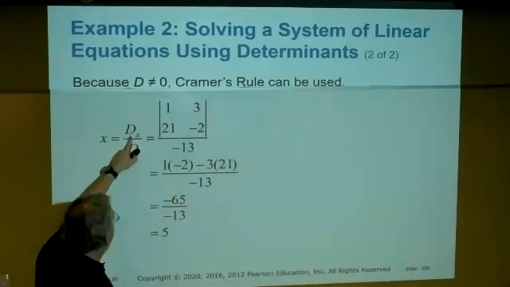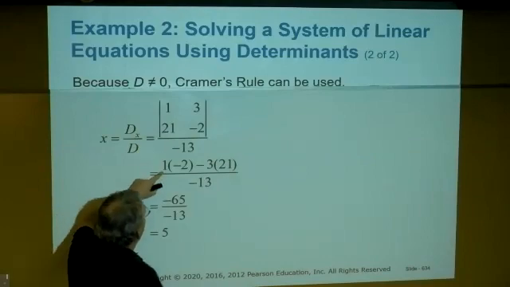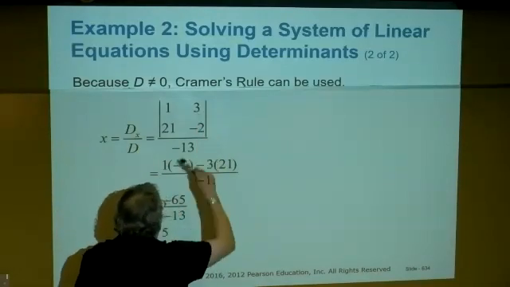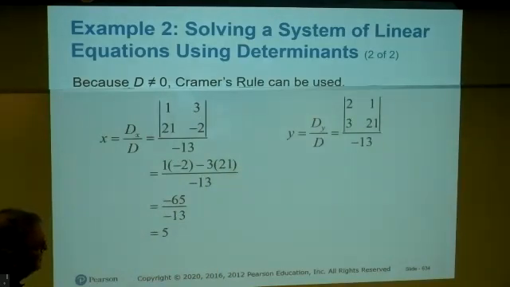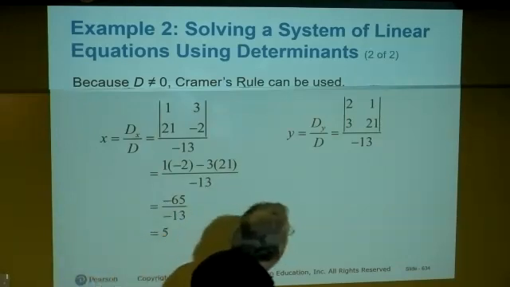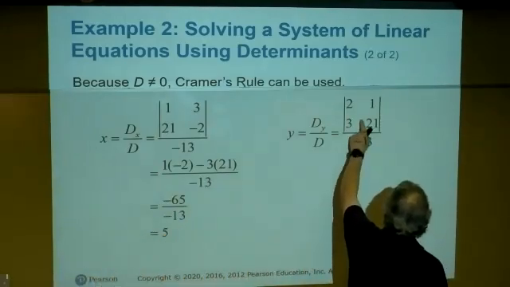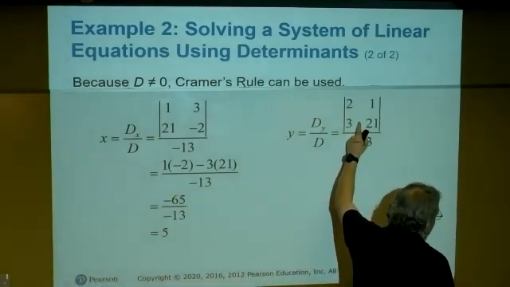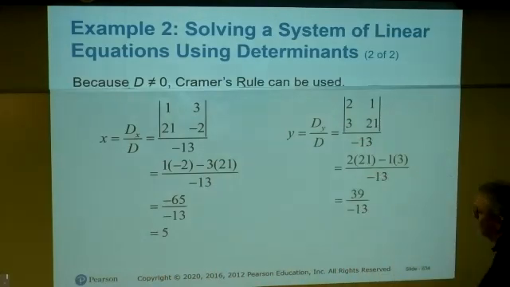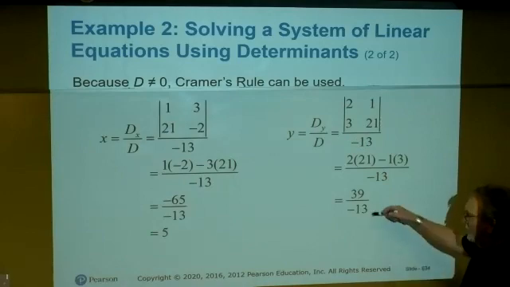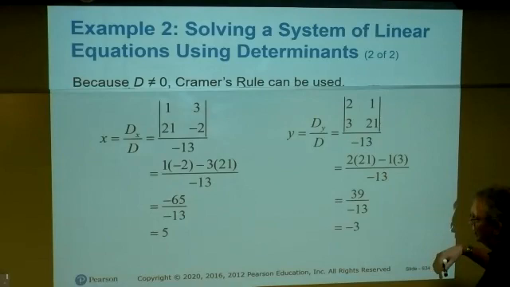And then to find d sub y, we're going to replace the 3 and the -2 with 1 and 21. And the 2 and the 3 stay there for the coefficients of the x's. And then finding this one, I think we found this to be a +39, if I remember correctly. And 39 divided by -13 is a -3.